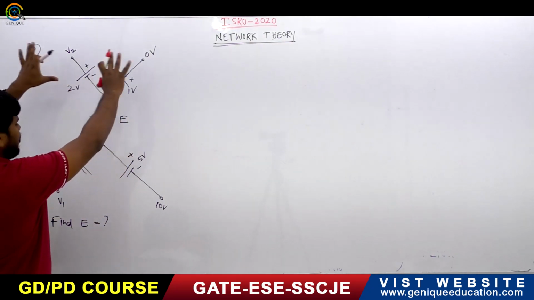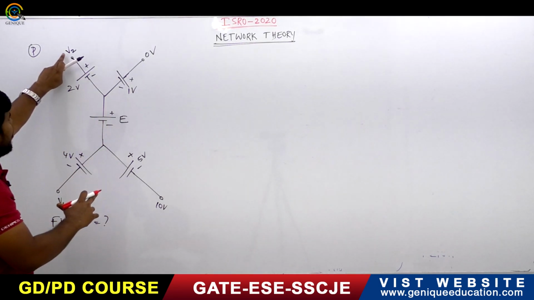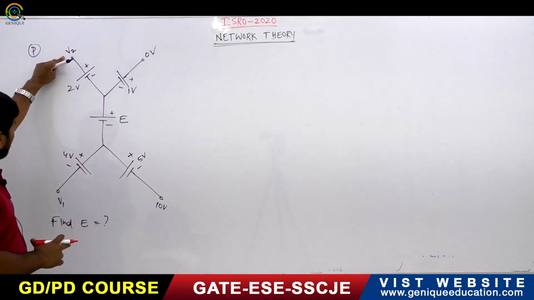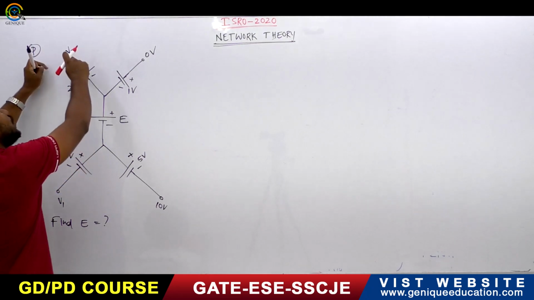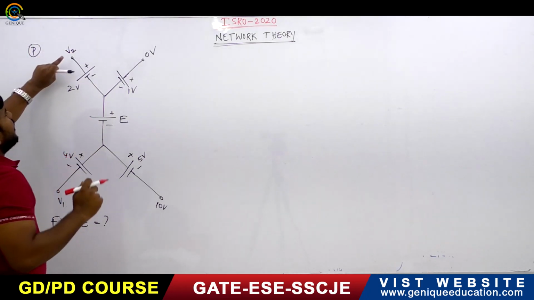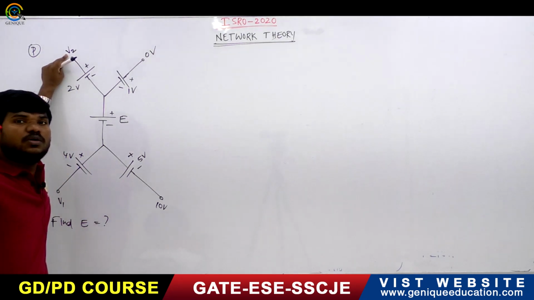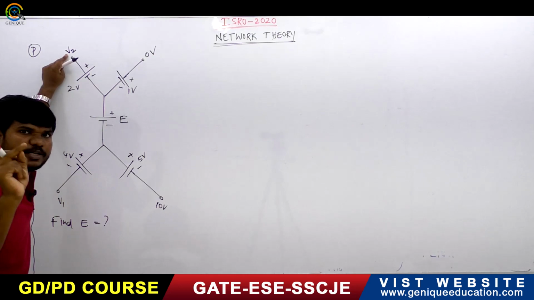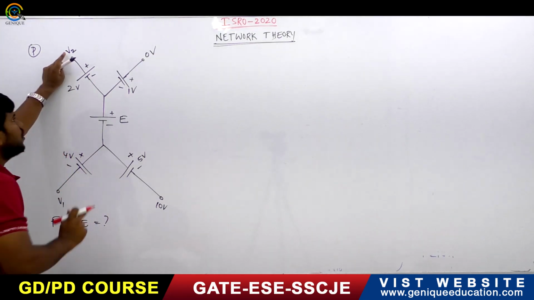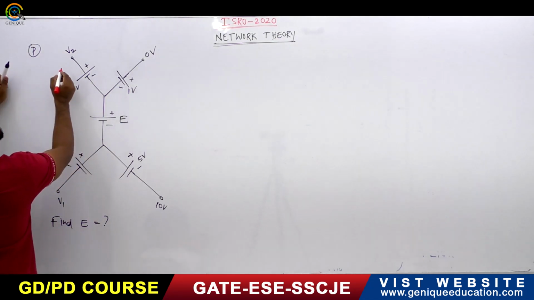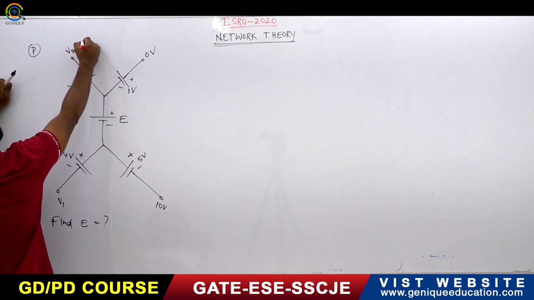Whenever a circuit is given like this, if you find terminals V2 and V1 that look like they are floating, what is the meaning of this? This terminal has a V2 voltage with respect to ground. So you have to mark one ground here.